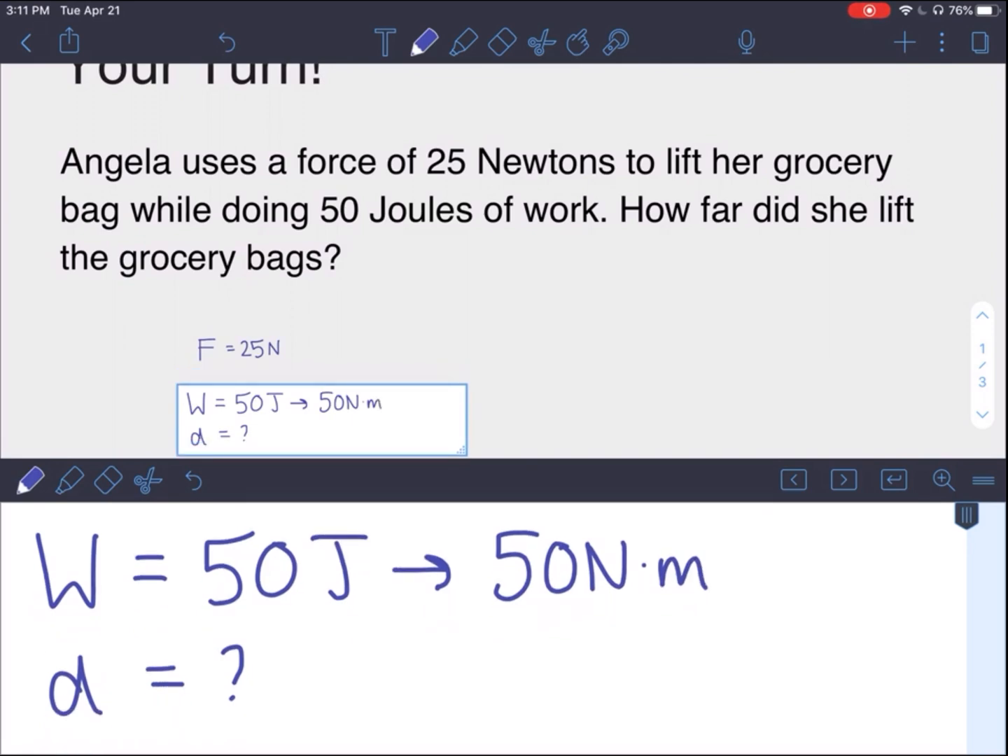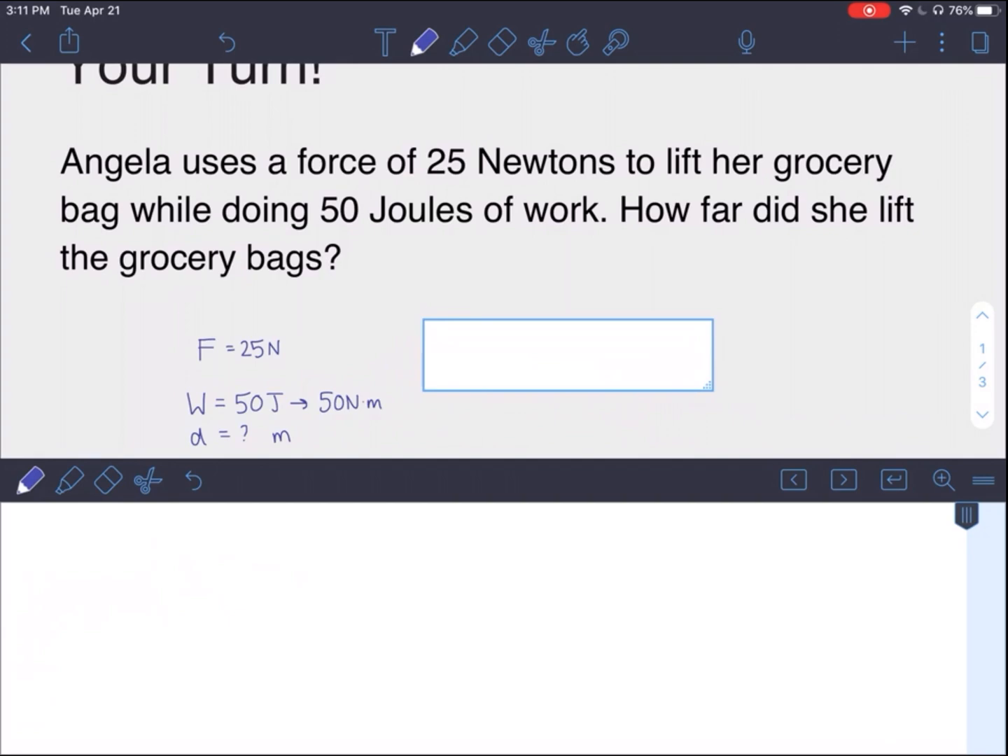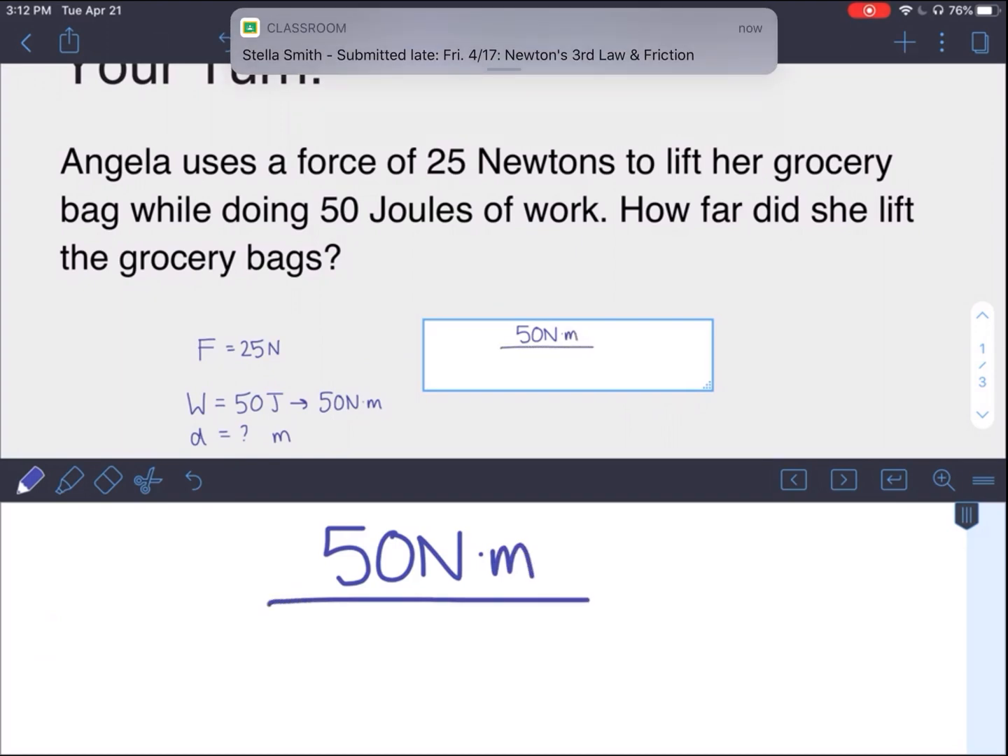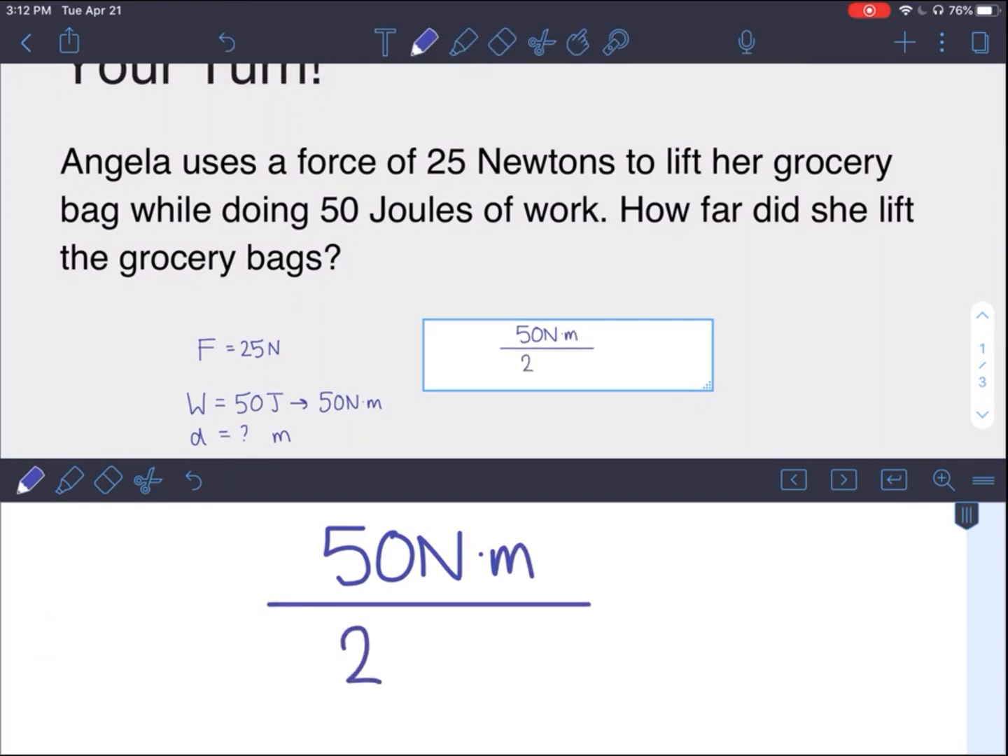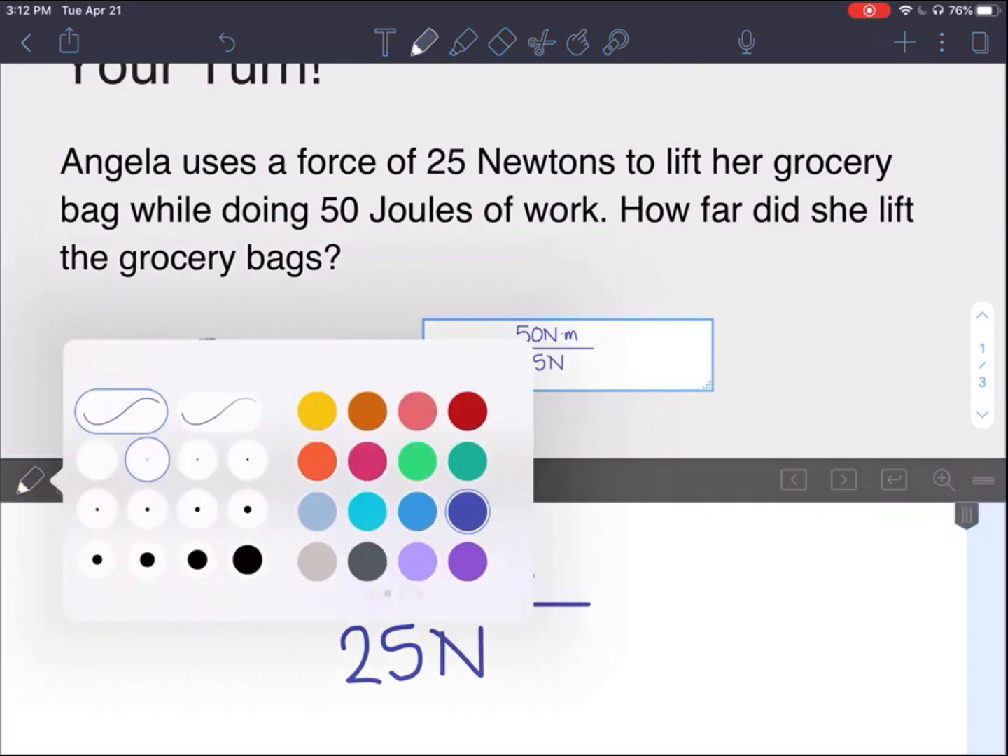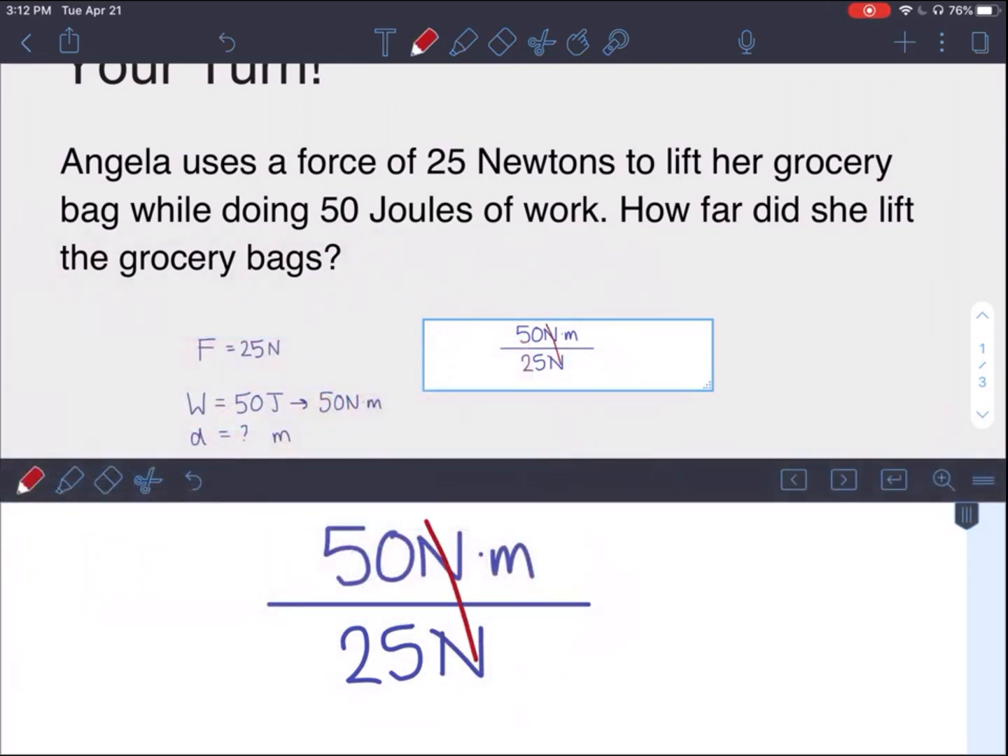And if I know that displacement must be in meters, all I need to do is take my newton meter and divide it by a newton to get a meter. That's exactly what I'm going to do. So 50 newton meters, or 50 joules, divided by 25 newtons. We get newtons to cancel out, and we have 2 meters.